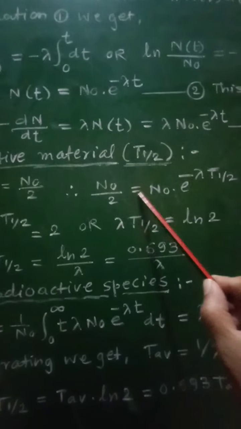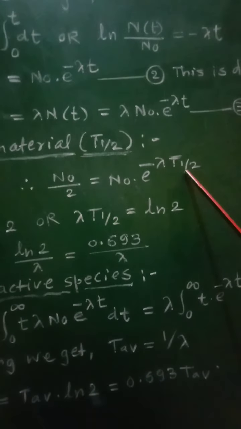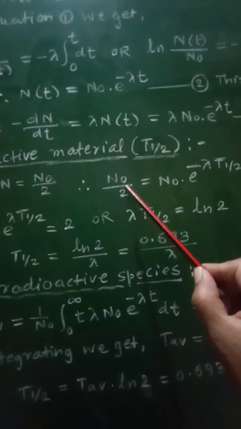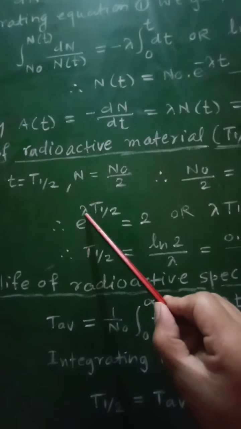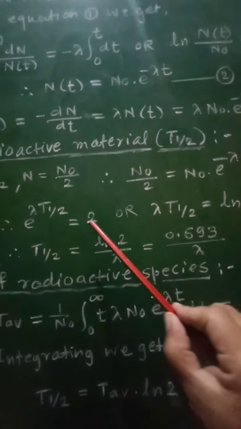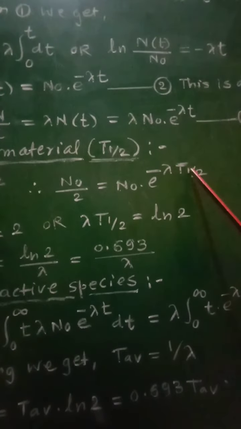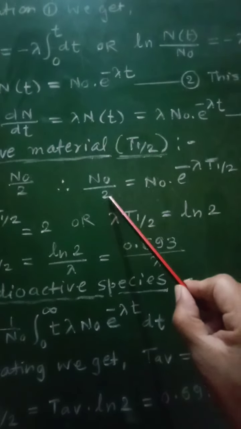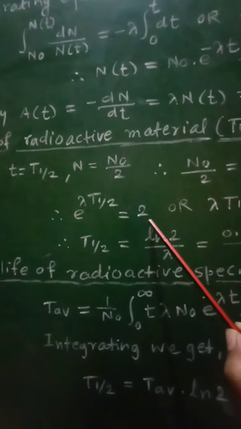So n0 by 2 will be equal to n0 into e raised to minus lambda t half. Here t is replaced by t half and n is replaced by n0 by 2. Simplifying this, n0 gets cancelled on both sides, and we get e raised to minus lambda t half equal to half. Therefore e raised to lambda t half will be equal to 2.